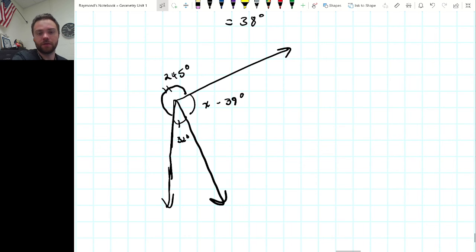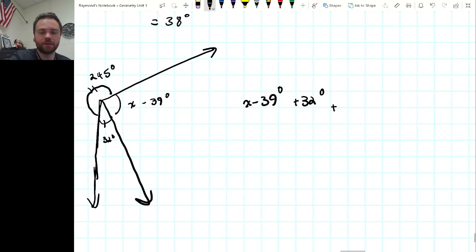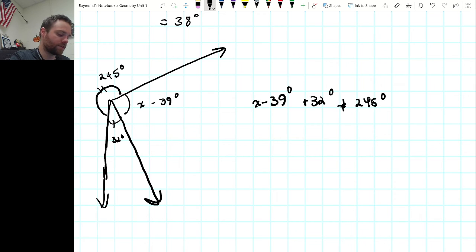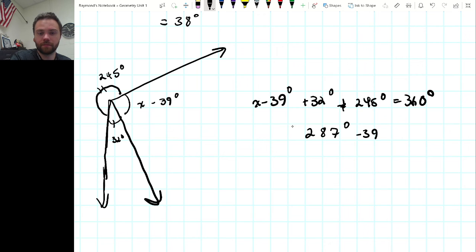Well, what do I know? I know that if I add up all the angles around this entire thing, this angle plus this angle and the big angle, it's all going to equal 360. So I've got x minus 39 degrees plus 32 degrees plus 245 degrees equals 360 degrees. Well, 32 plus 245, that's going to be 277, minus 39, and then x over here. I'm just going to leave him there.